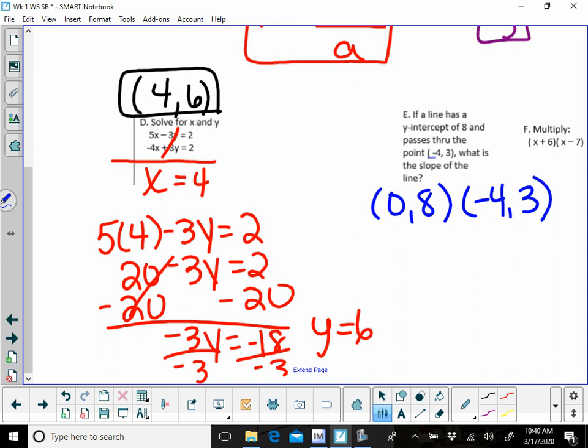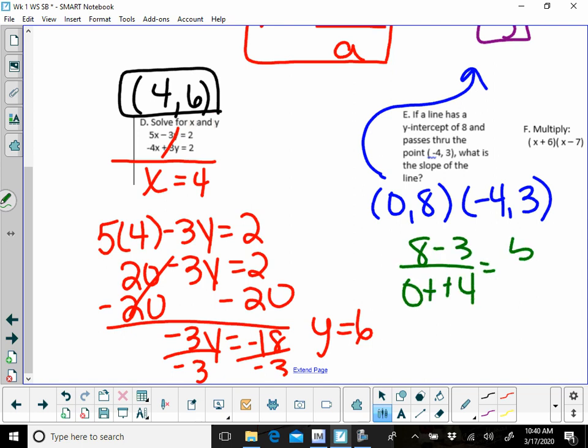So you're going to use the same formula that we used up here, y minus y over x minus x. Okay, so we're going to say 8 minus 3 over 0 minus negative 4, which is going to give me 5/4 for letter E.